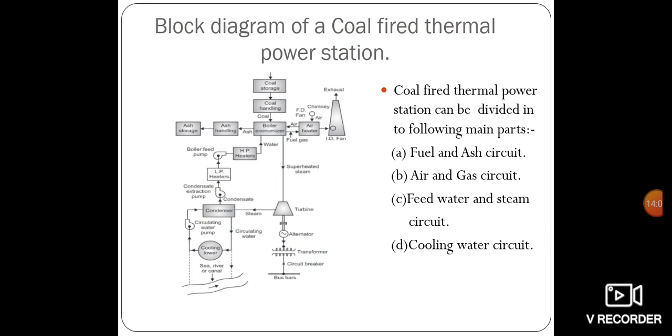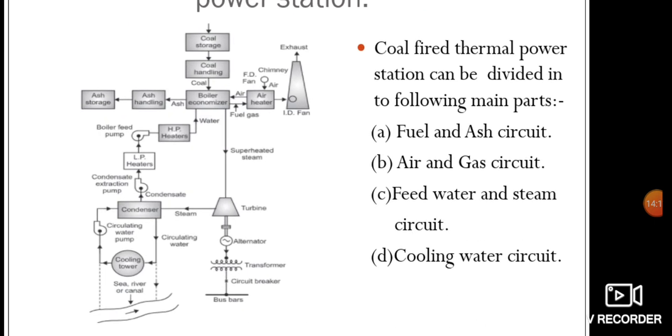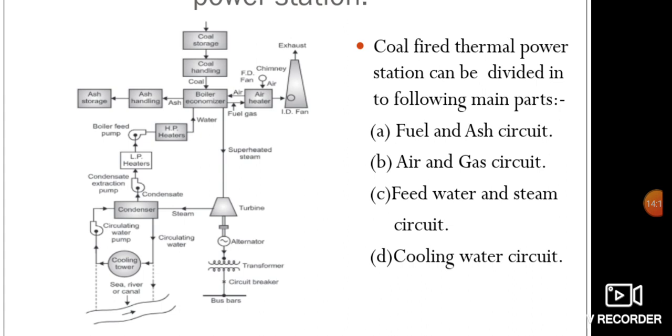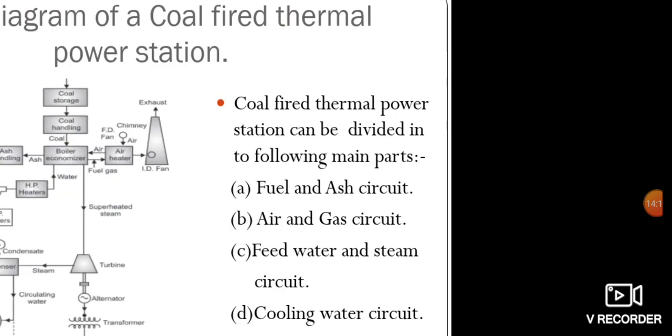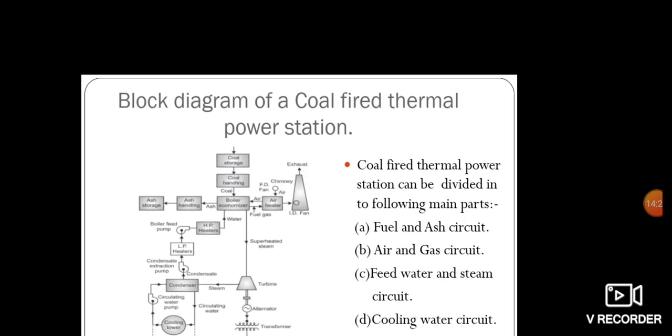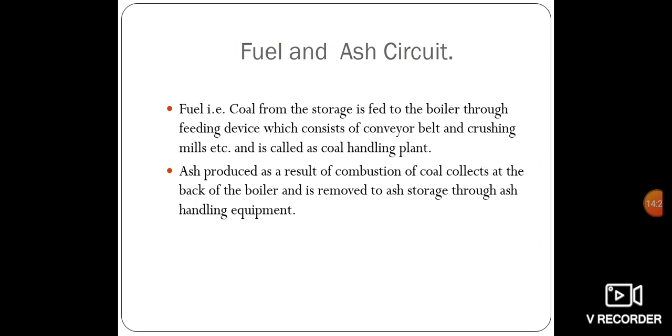Coal-fired thermal power plants can be divided into the following main parts: fuel and ash circuit, air and gas circuit, feed water and steam circuit, and cooling water circuit. Fuel and ash circuit: fuel, that is coal from the storage, is fed to the boiler through a feeding device, which consists of a conveyor belt and crushing mills, etc., and is called a coal handling plant.